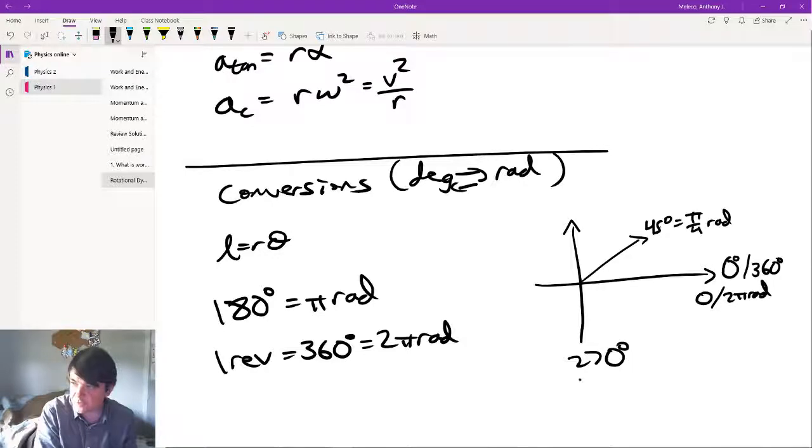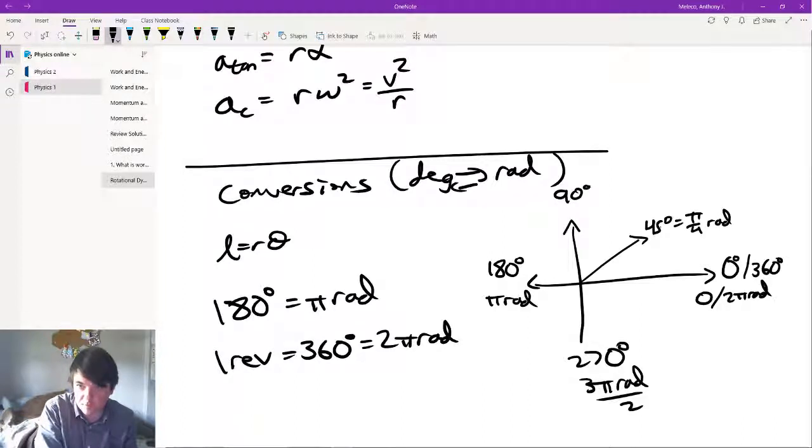And I know this lecture's fairly long. It's almost over, I promise. 180 or pi radian, and then this is 90 degrees or pi over 2 radian. Let's rewrite that. Okay.